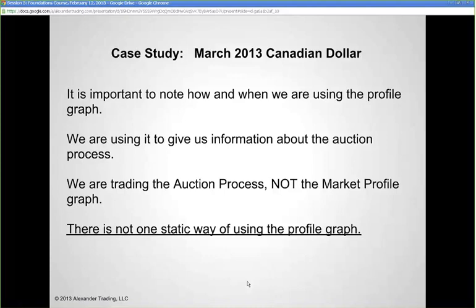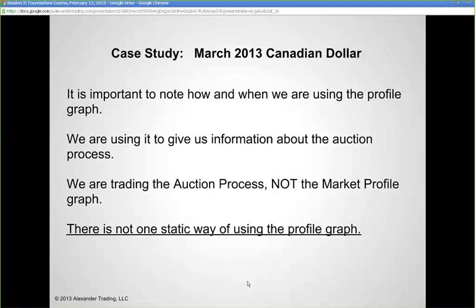There is not one static way of using the profile graph. There's not one special configuration with special areas and nodes and points of control and all of this other stuff that is the attempt to brand and to turn it into some sort of magic, because it's not. It can be an extremely powerful tool, but only from the perspective of helping you to see what's there that perhaps at times you can't see better on a bar chart.